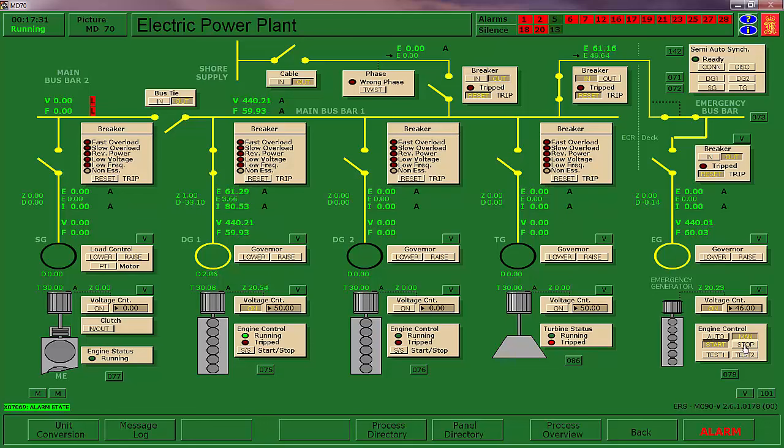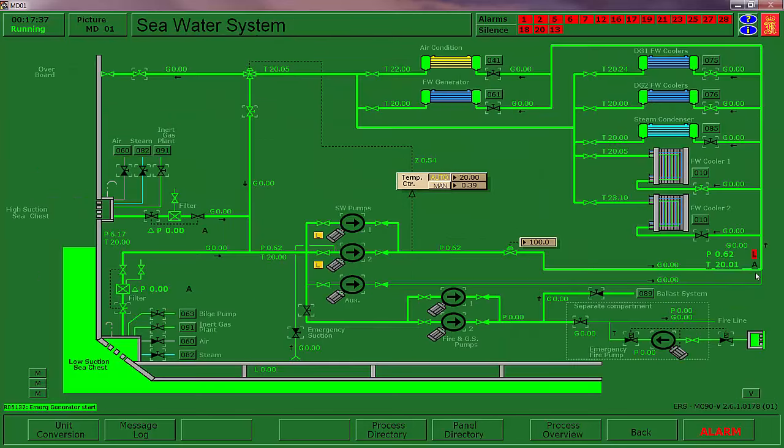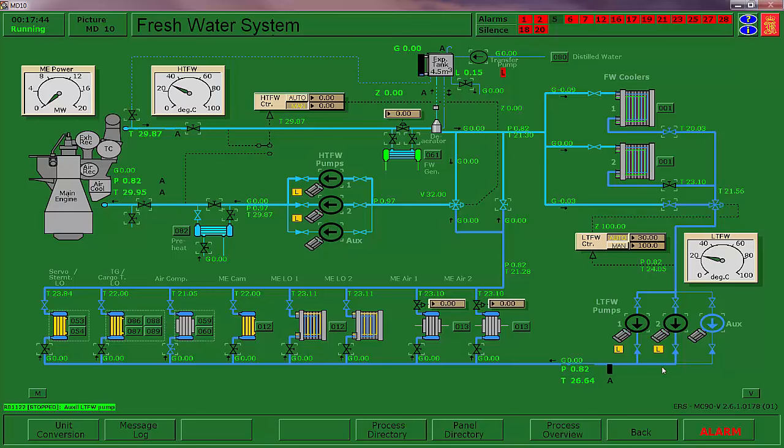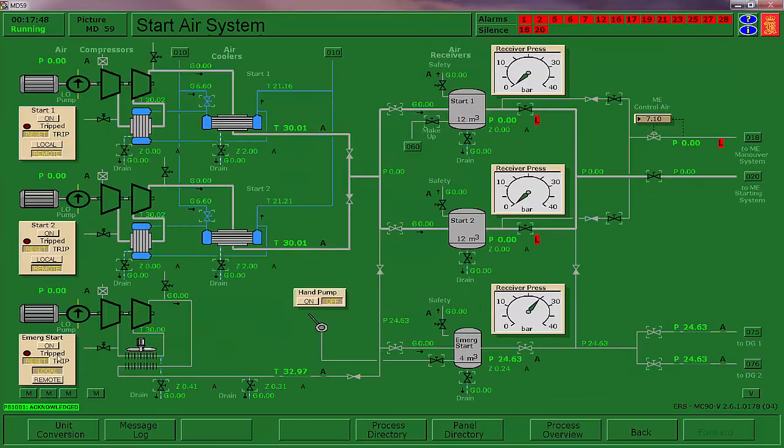I'm going to go ahead and stop the engine, the emergency diesel generator. And then a little trick is just follow the alarm button. That'll take us right over here. Cancel the alarm. Put our salt water pump back on. Low temp fresh water. And then let's go ahead and start up our emergency start air compressor again. All right.